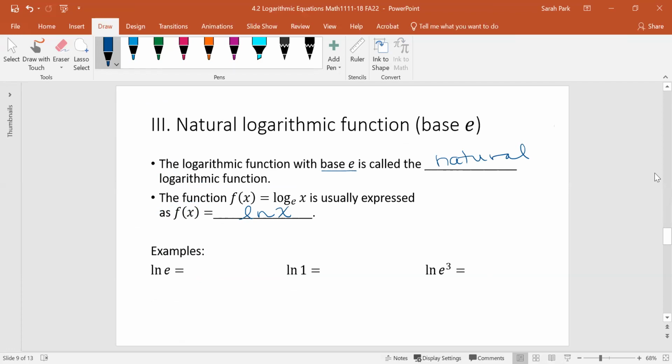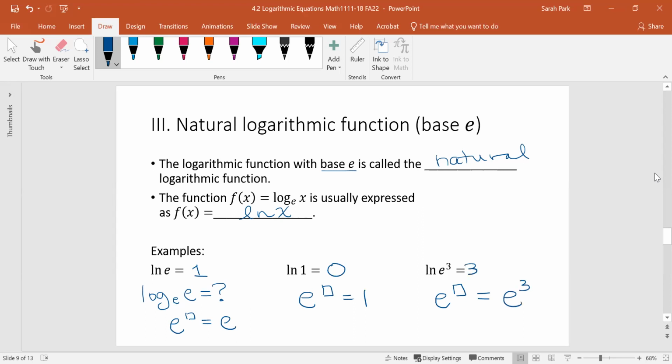So here are some common examples you may see. ln of e, if you rewrote it, log base e of what power gives you e. So e to what power gives you e? Well, in this case, it's 1. Here again, it's asking e to what power gives you 1? It's 0. And in this example, ln of e to the 3rd power, you're thinking about e raised to what power is equal to e to the 3rd? Well, that's going to be 3.